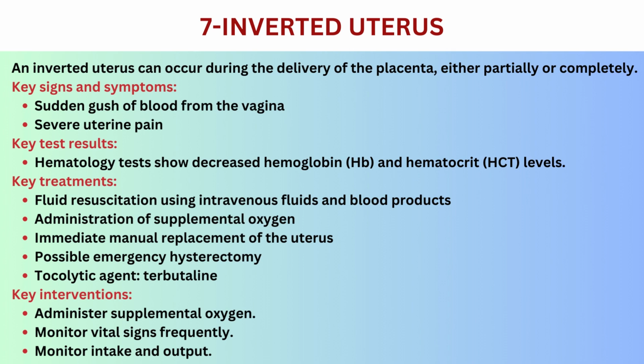The seventh disorder, inverted uterus. An inverted uterus can occur during the delivery of the placenta, either partially or completely. The signs and symptoms include sudden gush of blood from the vagina, severe uterine pain. Test results include hematology tests show decreased hemoglobin and hematocrit levels.